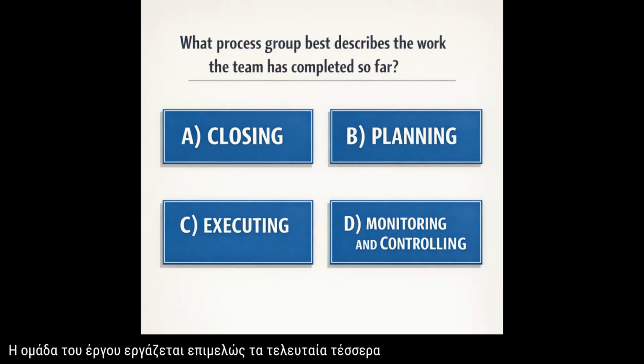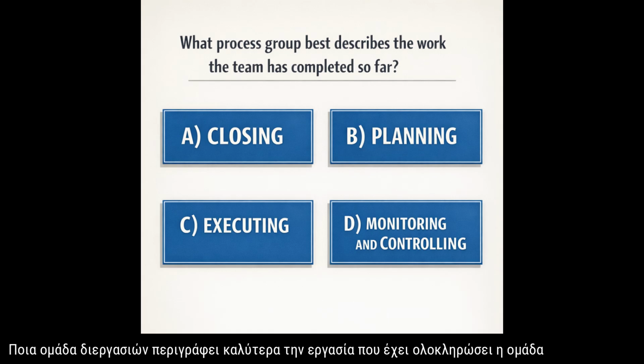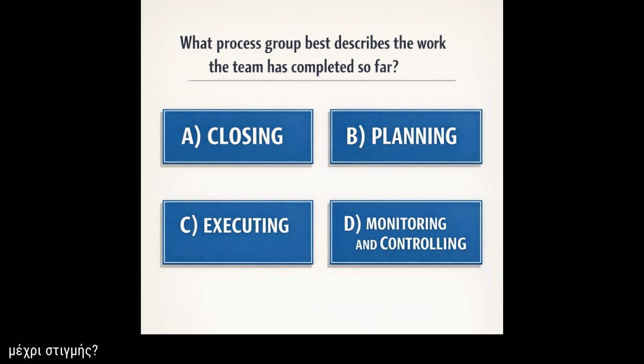The project team has been working diligently for the past 4 months to program a financial application, and they have now completed it. The project manager informs the team that the quality control team will inspect the application next. What process group best describes the work the team has completed so far? A. Closing. B. Planning. C. Executing. D. Monitoring and controlling.